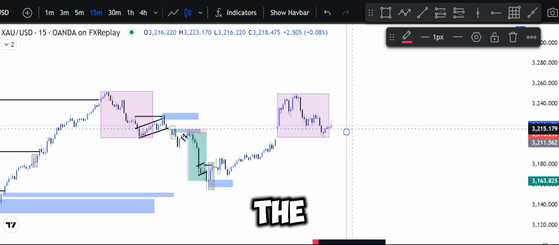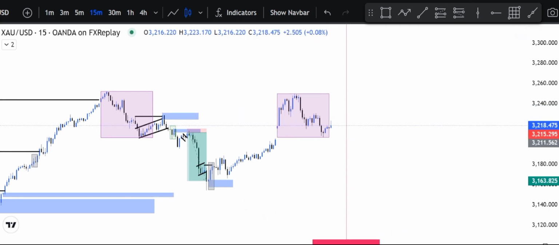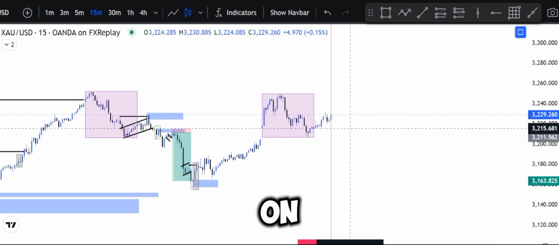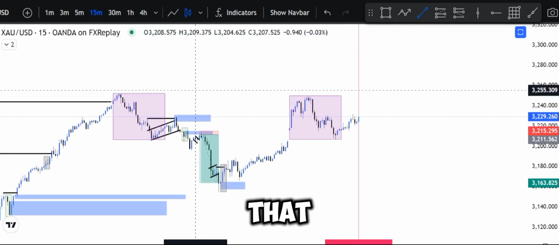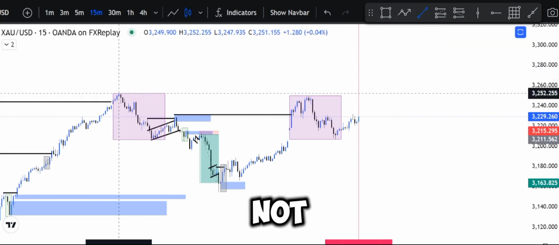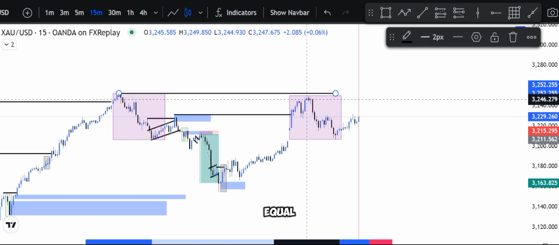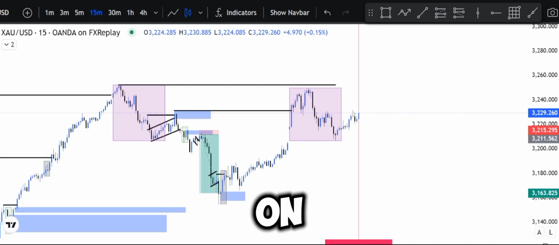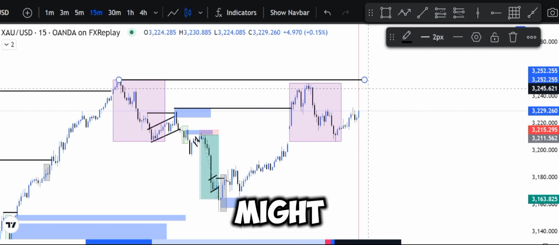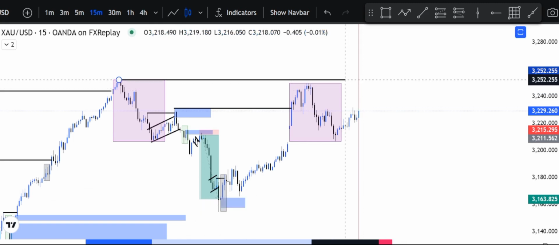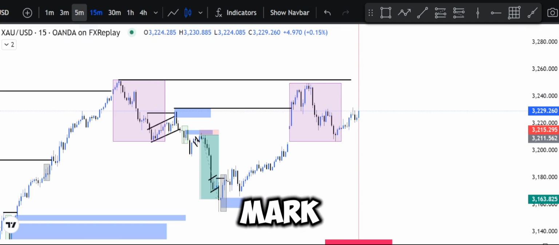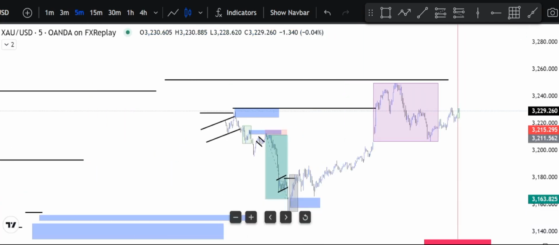I am marking out the London Open so I don't miss it. On 15 minutes, we can see that this high was taken out, but it did not take out this high. This is an equal high. Later on, price might take liquidity on London session. We don't know that. Anyways, let's go to 5 minutes and mark up our supply or demand.